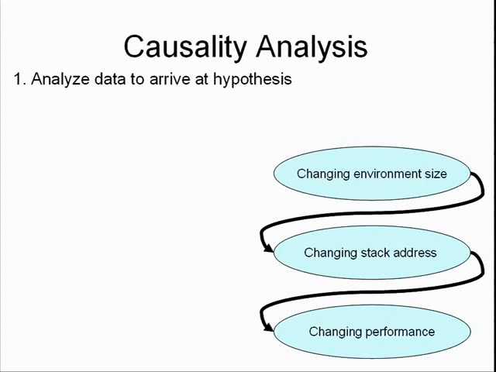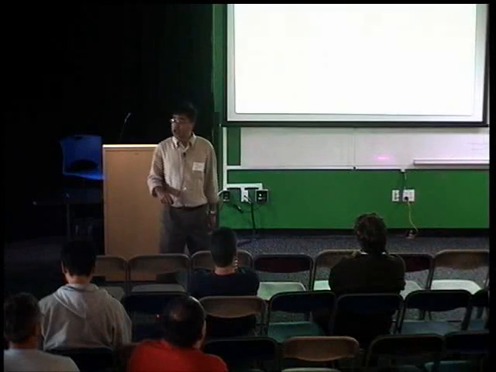Causality analysis works as follows. The first thing that you do is you analyze the data to arrive at some hypothesis. Now remember, this data might be tainted. It might be affected by the observer effect. So for example, you might come to this causal chain.